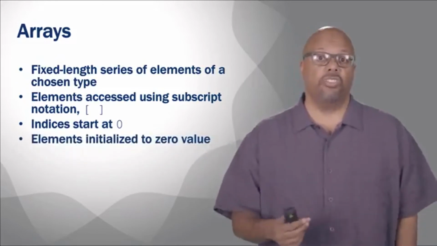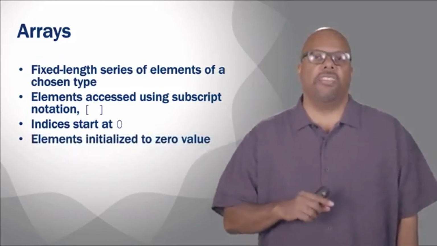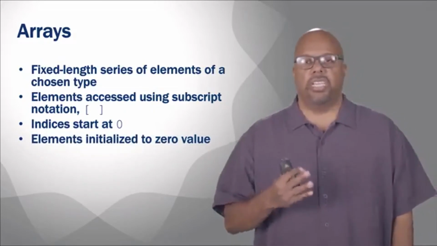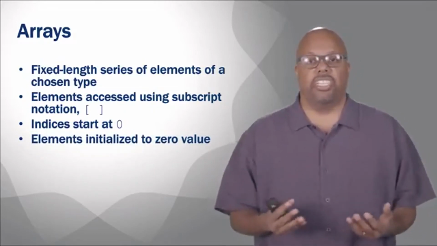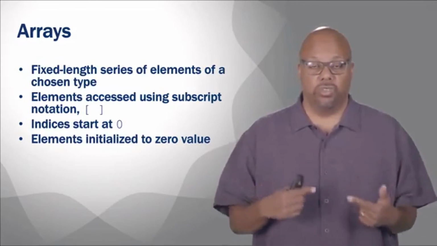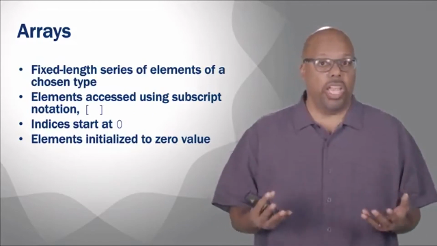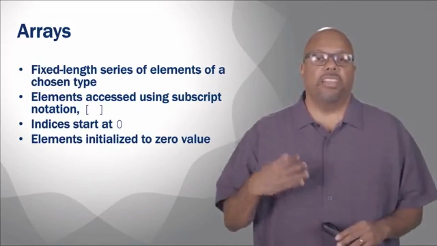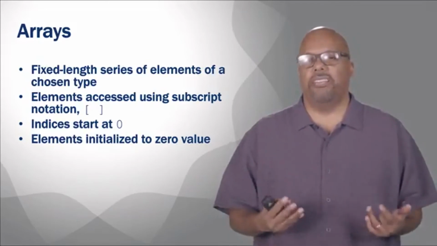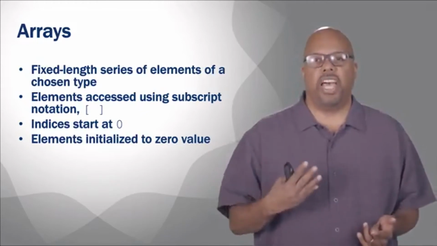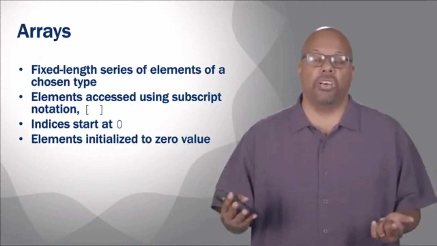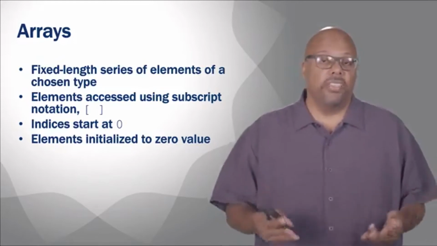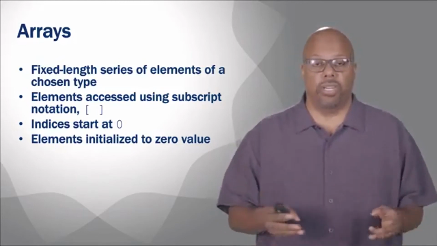Elements are initialized to a 0 value, and actually this is not always the case in other languages. Say in C, you make an array, that array is not initialized at all, unless you actually write code to initialize it. When you create it, it's not initialized. But in Golang, the array is initialized to 0 value. And when I say 0 value, I mean the 0 value of the type that the array is composed of. So if it's integers, the 0 value is just 0. If it's strings, the 0 value is the empty string.